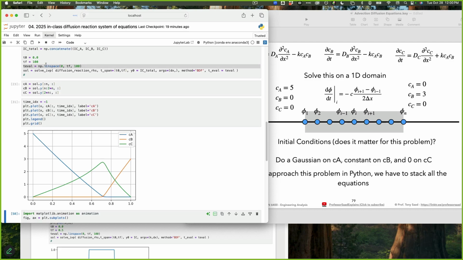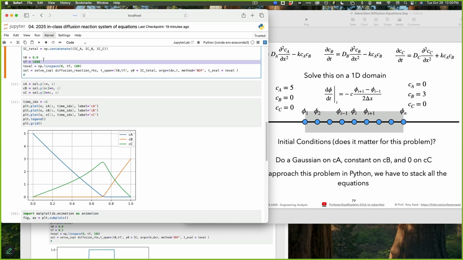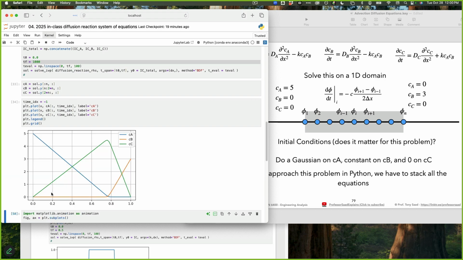So you have to go to T final maybe 1000. So I'll put 1000 over here. And then you see it just continues climbing all the way. Okay? Now, you could solve this at steady state. We know how to do it.